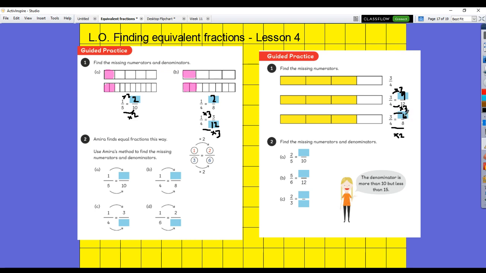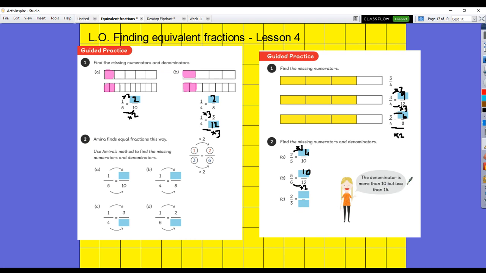We've got 6/8. Okay, we've got to find the missing numerators and denominators. So 5 times 2 is going to equal 10. So 2 times 2 is going to equal 4. How many 6s into 12? We know 2 lots of 6. So 2 times 6 is 12. Whatever you do to the numerator, you have to do to the denominator. And what about this one?